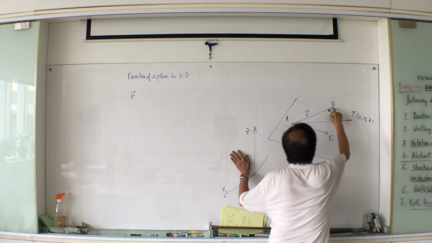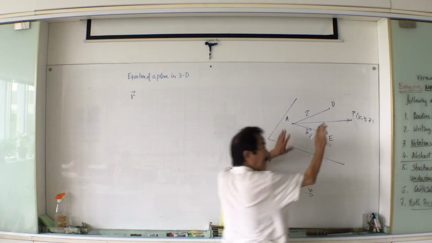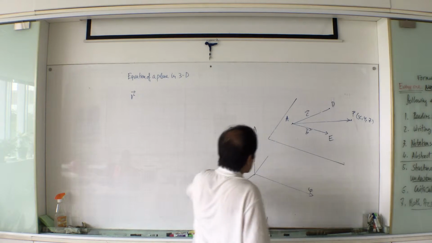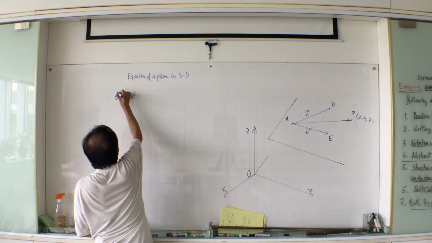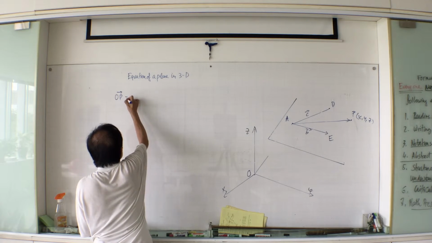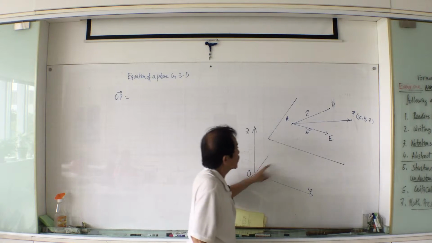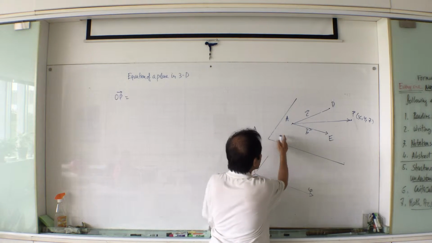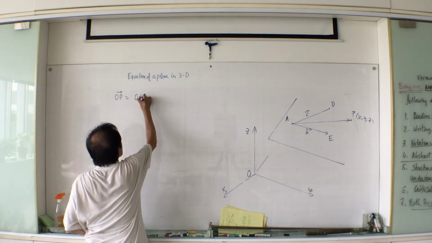Any point P here, X, Y, Z. We know this vector, right? But the point P can be anywhere. So OP equals R. OP here is the equation of the plane, the vector equation. So OP like this. P can be here, OP, OA, okay? So OP has to equal OA.